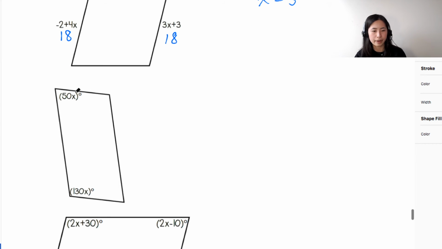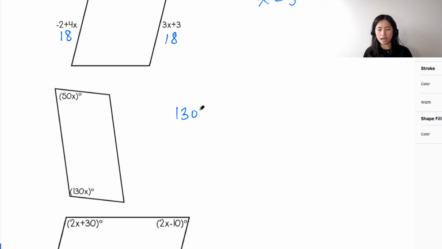Okay, this is a parallelogram, right? Because the opposite sides, right? They're congruent, but not all sides are equal. So again, we know that this is 50x and this is 130x. Therefore, adding both would give us 180, right? Because they're angles that are on the same side.